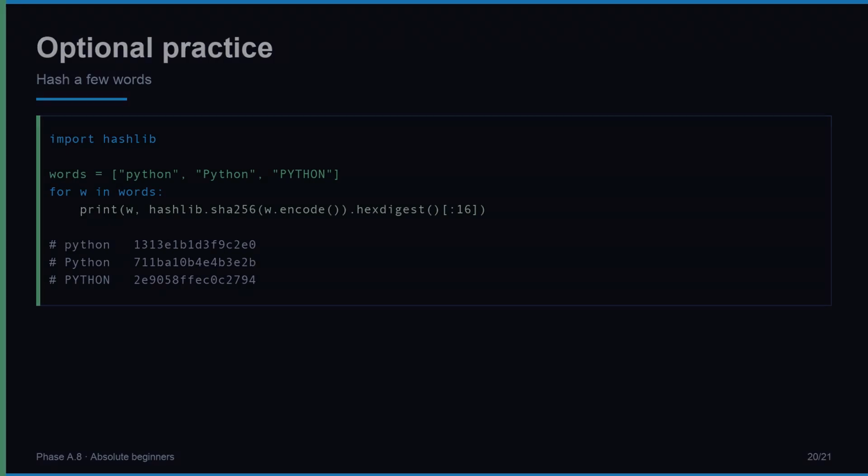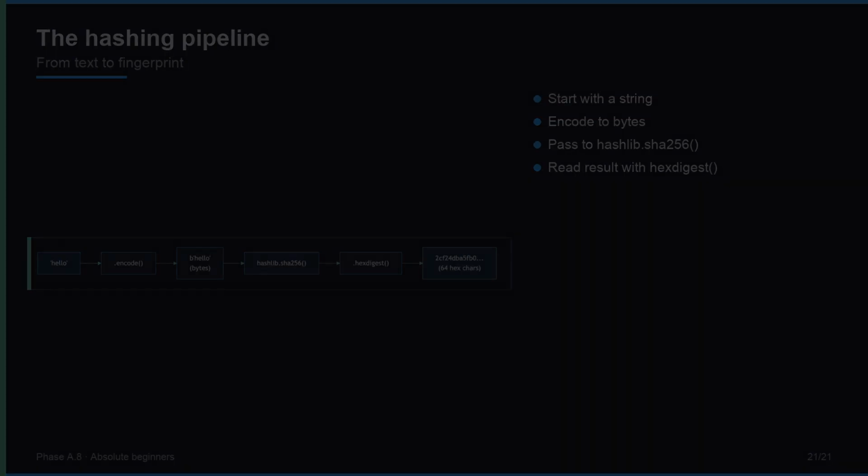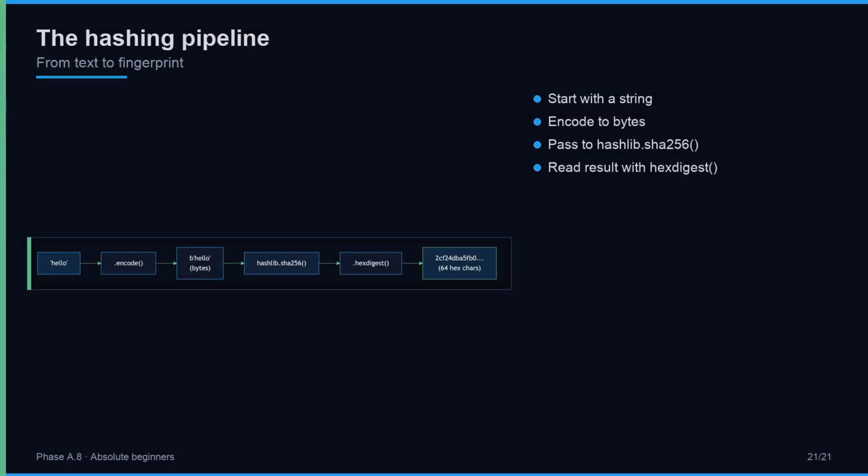Files come next. If you want a quick practice, hash 3 similar words and compare the first 16 characters of each hash. Python lowercase. Python with a capital P, Python all uppercase. Same root word, totally different fingerprints. When that surprise wears off, you have internalized the avalanche effect. Then try hashing a sentence and changing one space. Watch the whole fingerprint change.